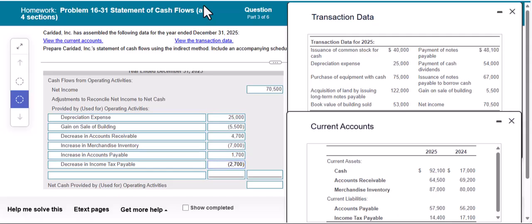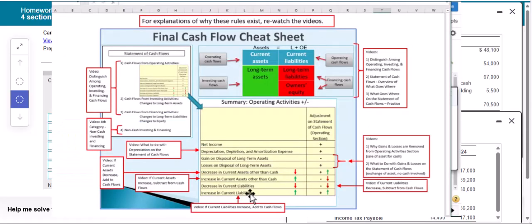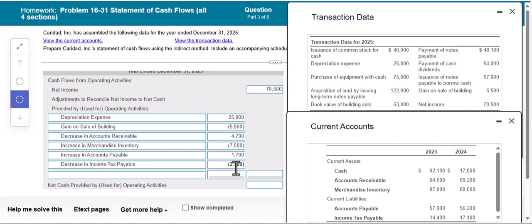And again, if it's difficult to remember whether we increase or decrease, here on the operating activities, we have that handy cheat sheet, which also has the titles of the videos that will help you understand whether this amount will go up or down. And then, so that looks like it's our last item in the operating activities here. So we're going to go ahead and add these up.